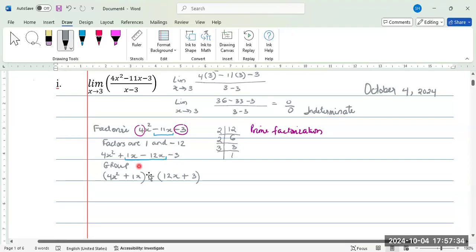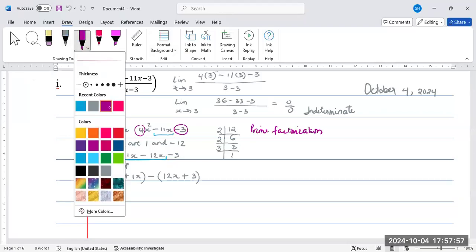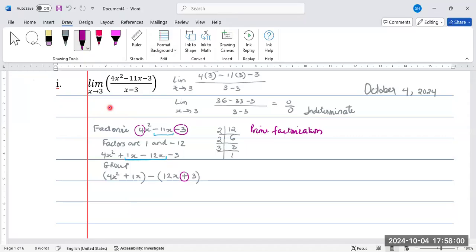And if we want to double check, there's an imaginary 1 here: -1 times a positive 12x gives me -12x. Do you agree with that? Yes, sir. And -1 times a positive 3 gives me -3. Do you agree? Yes, sir. And remember, whatever sign is here has to be the same sign that is here. I cannot factorize by grouping when those two signs are different. They must be the same.